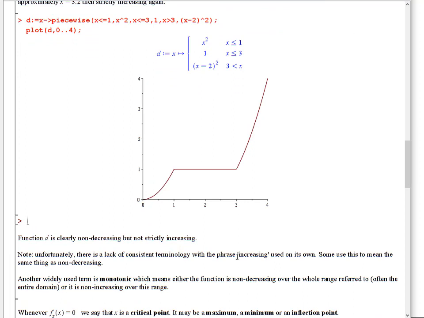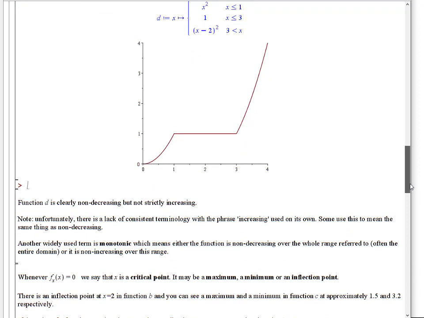You don't often see increasing used on its own because it's not consistently defined. Some people do use it to mean the same as non-decreasing, but that's not well defined. If you want to say that it's either non-decreasing or non-increasing, in other words, it never changes direction, then the phrase is monotonic. So that says that it never changes direction and goes back on itself if it's monotonic.